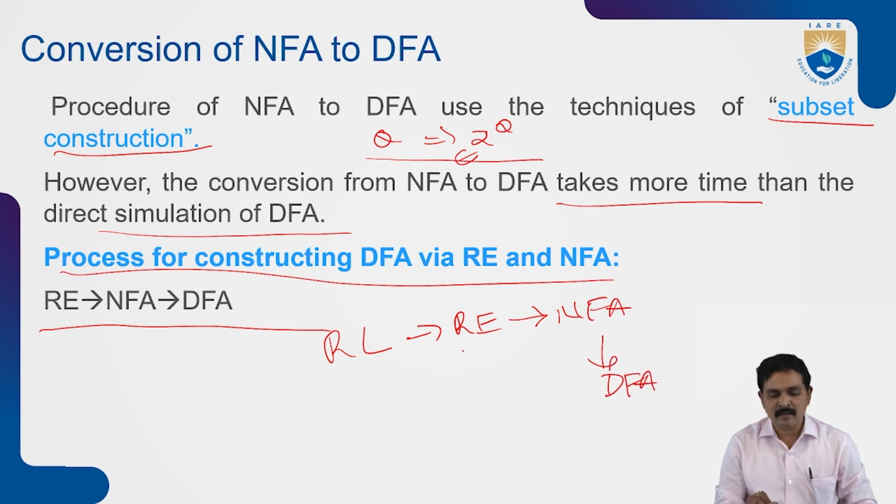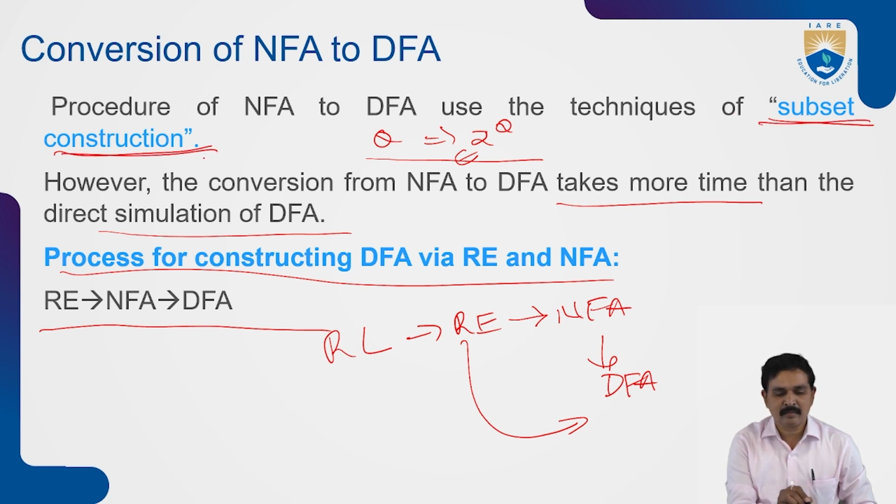Some people ask why you don't convert the regular expression directly to DFA. That is also possible; direct simulation is possible. If you go via NFA and then DFA, that is also possible. But the answers are not the same and the diagrams are not the same. The DFA constructed from the NFA uses the subset construction, but in direct simulation you cannot use the subset construction, so the DFA diagrams may be different.